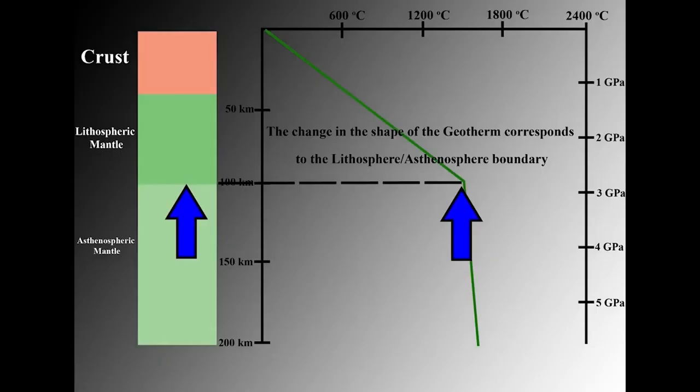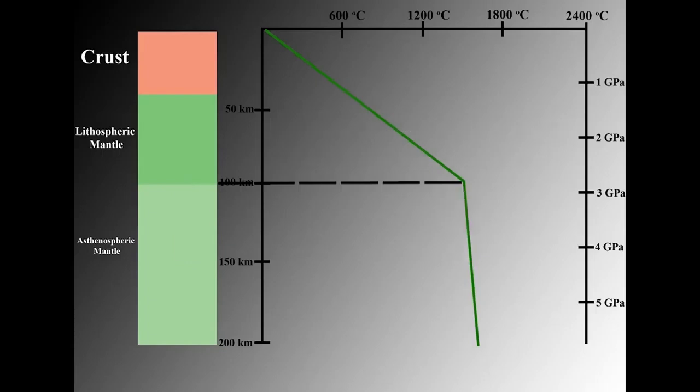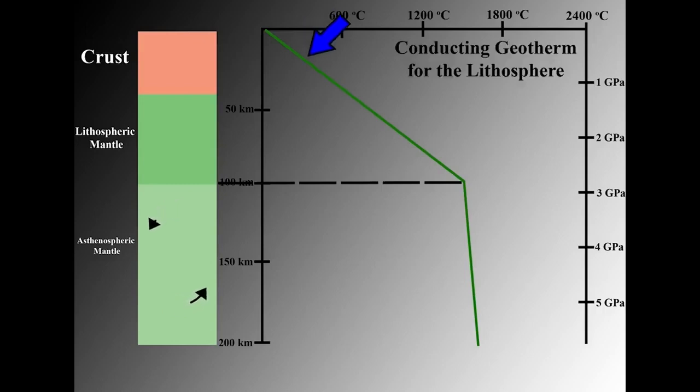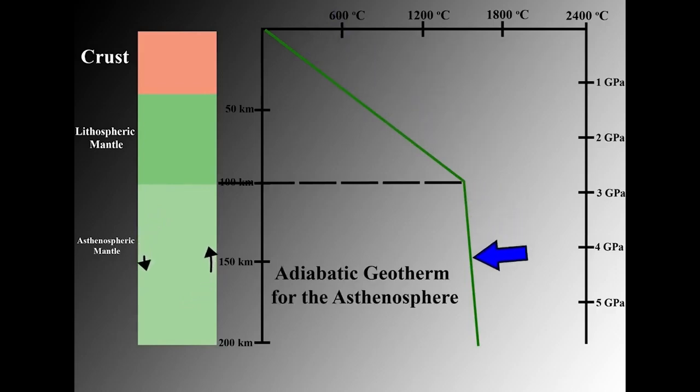Notice how the geotherm slope abruptly changes at the lithosphere-asthenosphere boundary? Since heat is transferred by conduction in the lithosphere, there will be widely varying temperatures. Heat is well distributed via convection in the asthenosphere, leading to nearly constant temperatures with increasing depth. The geotherm in the lithosphere is said to be conductive, while the asthenosphere's geotherm is adiabatic.